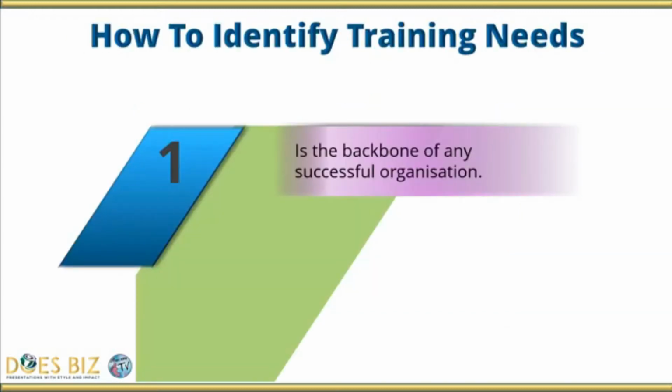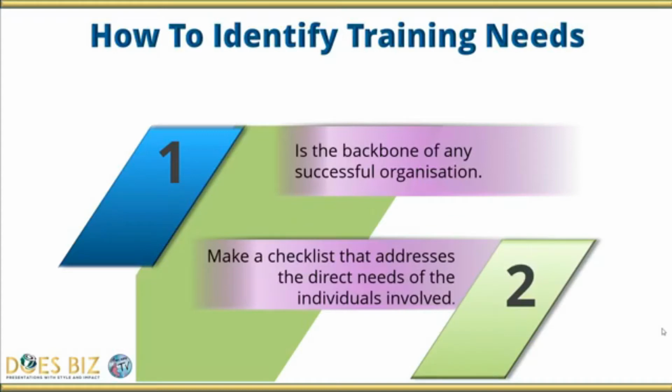The training needs analysis is the backbone of any successful organisation, and so you need to make a checklist, obviously, that addresses the direct needs of the individuals involved. So, you would ask the employee to put the things that they need. They feel that they need training in, especially if there's a skills gap somewhere in their current position, or perhaps they're going to be moving sideways or upwards. And so this is a great opportunity to find out what training skills they need, and you can identify those.